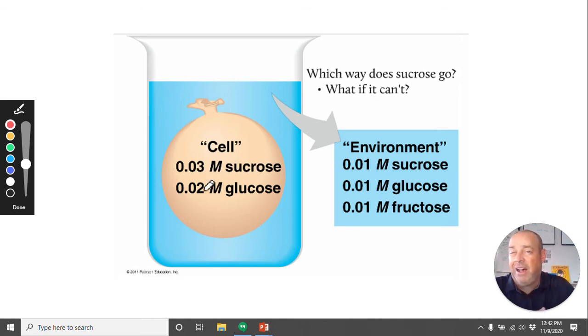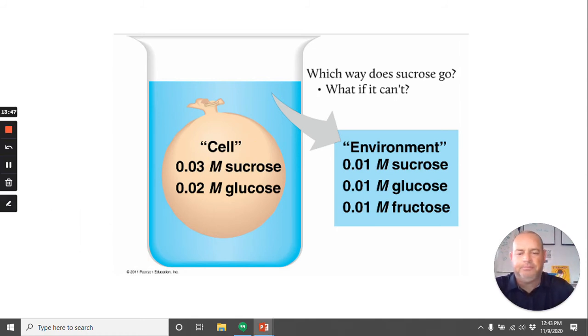Well, if it goes from high concentration to low concentration, which one has more concentration? This one does. So it wants to go out. And we don't know from this diagram whether it can or not, but it wants to come out. And then the cell would shrivel a little bit. If it can't do that, then water would probably go in its place and try to equal out all these concentrations of these sugars.